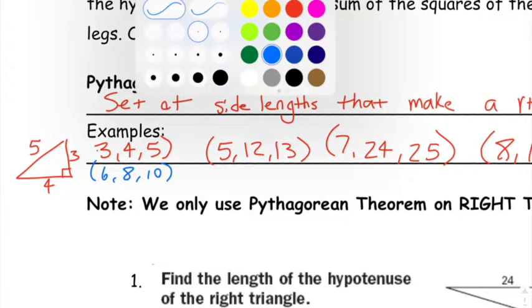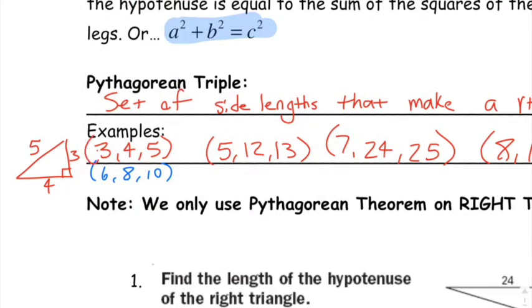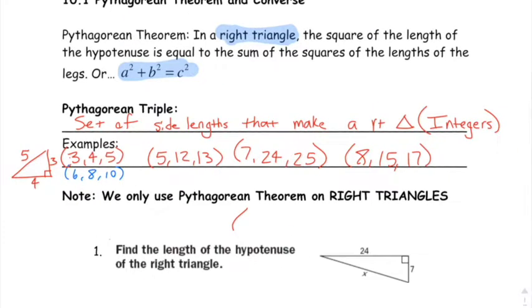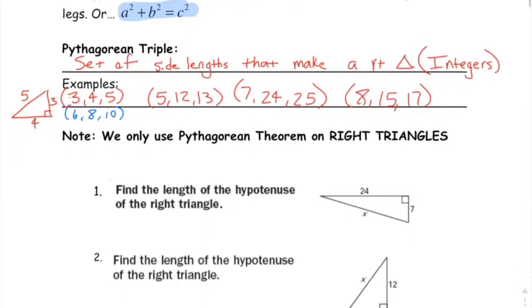So sometimes it's useful to know some of these, so maybe when we see them, we recognize them a little bit quicker. I don't even have most of them memorized. I definitely have 3, 4, 5 and 6, 8, 10. We'll see that a lot. 5, 12, 13. Every now and then I can remember the 8, 15, 17. But I don't necessarily have every single one of those memorized. It does speed up the process, though.